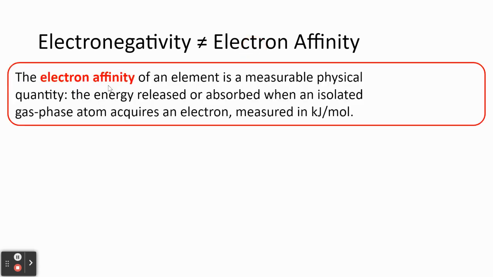Electronegativity and electron affinity are not the same. Electron affinity is actually a measurable physical quantity. It deals with the energy that's released or absorbed when a gaseous atom acquires an electron, and it can be measured in kilojoules per mole. So if we have a gaseous atom and it gains an electron, it becomes a gaseous ion, and the energy associated with this change is what we mean when we talk about electron affinity.